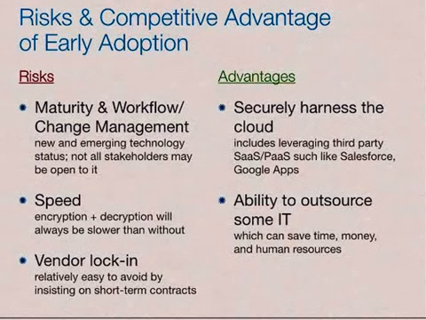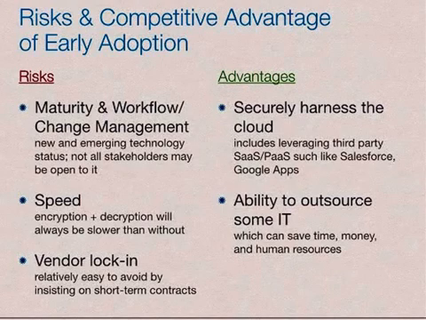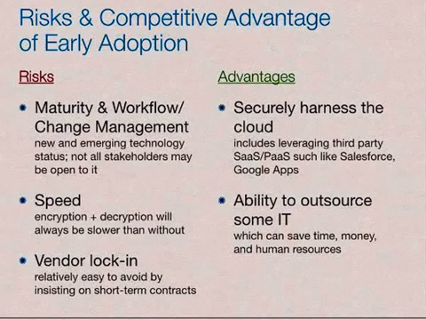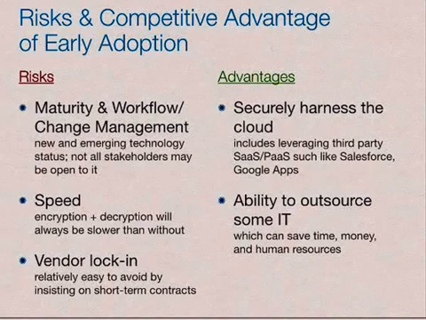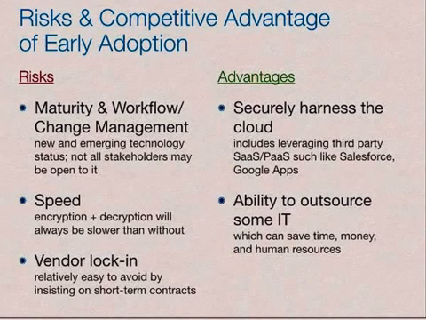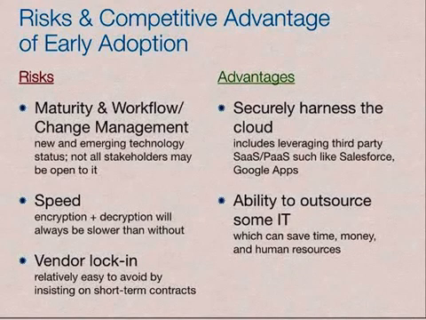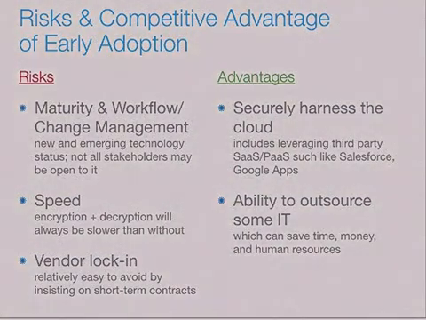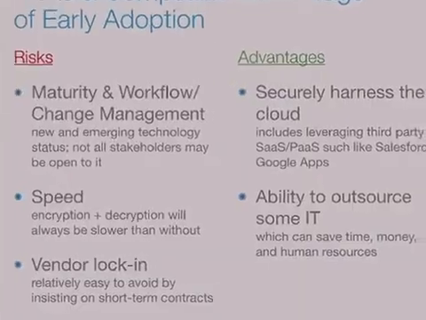There are also many advantages to outweigh these risks of cloud encryption gateways. The advantages include everything included in the CIA triad, that is confidentiality, integrity, and availability, as well as the ability to securely harness the cloud and outsource some of the IT that you might need for running internal services such as a CRM or financial systems. All of these things can save time, money, and human resources, allowing a business to focus on its core value that it can bring to its customers.